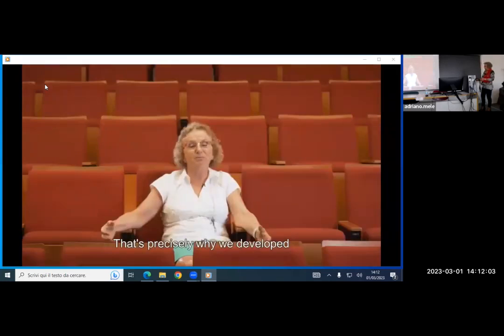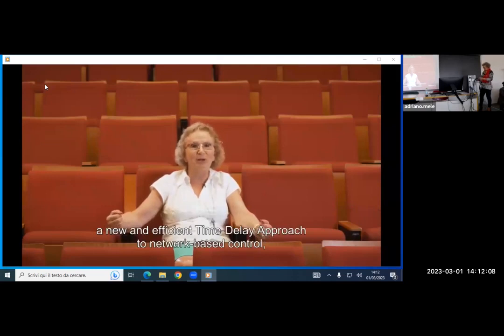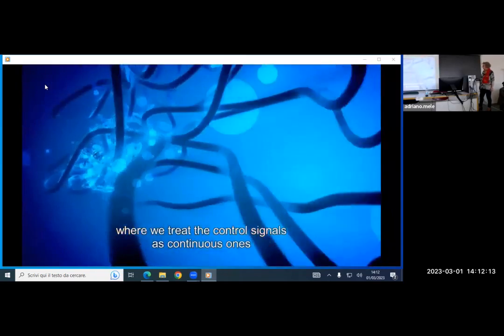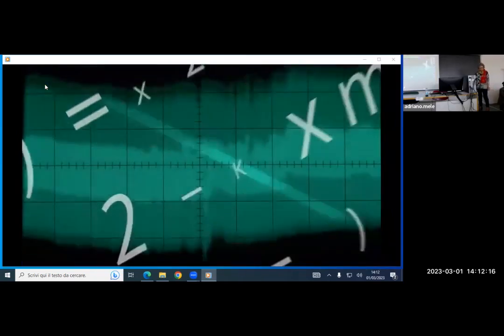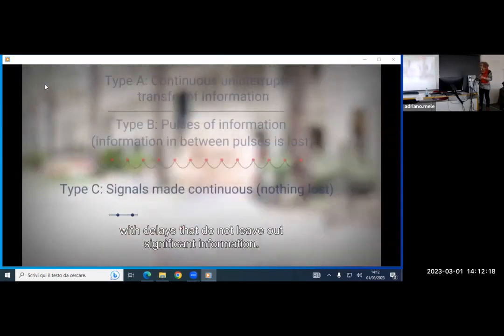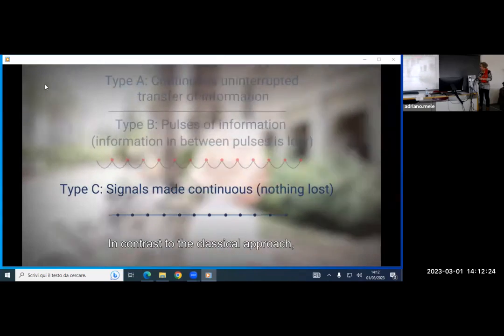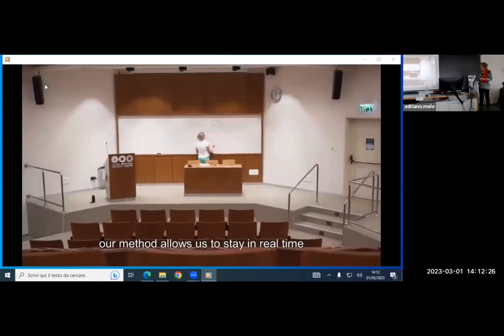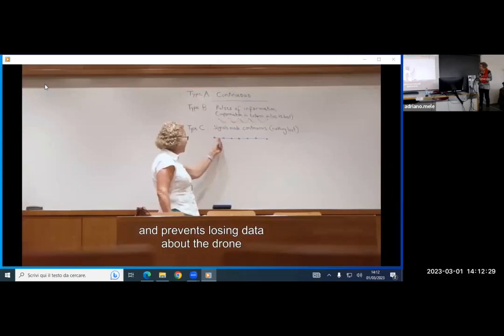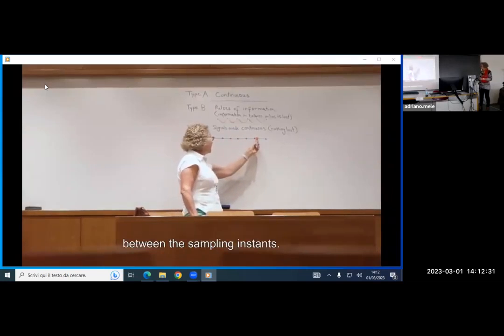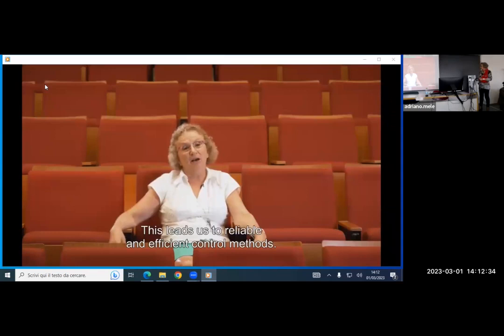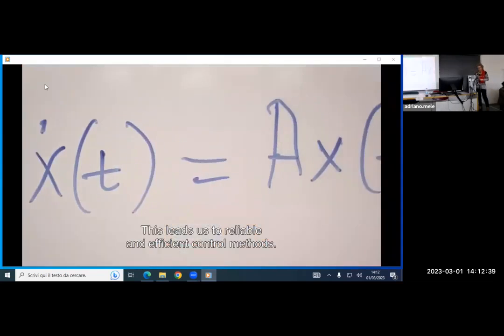This may be dangerous. That's precisely why we developed a new and efficient time delay approach to network-based control, where we treat the control signals as continuous ones with delays that do not leave out significant information. In contrast to the classical approach, our method allows us to stay in real time and prevents losing data about the drone between the sampling instance. This leads us to reliable and efficient control methods.